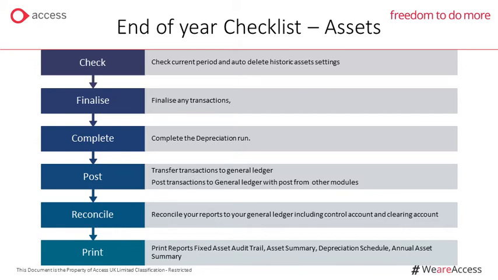If any assets have been acquired or disposed of throughout the period, ensure the clearing accounts have been cleared. Ensure all GL entries have been sent to Asset from Asset Management. Print the Asset Management GL postings report and post General Ledger transactions to the General Ledger. Reconcile Asset Management to the control accounts in the General Ledger using the Annual Asset Summary Report. Print reports, for example, Fixed Assets Audit Trail, Asset Summary, Depreciation Schedule and Annual Asset Summary. And don't forget to archive your data.